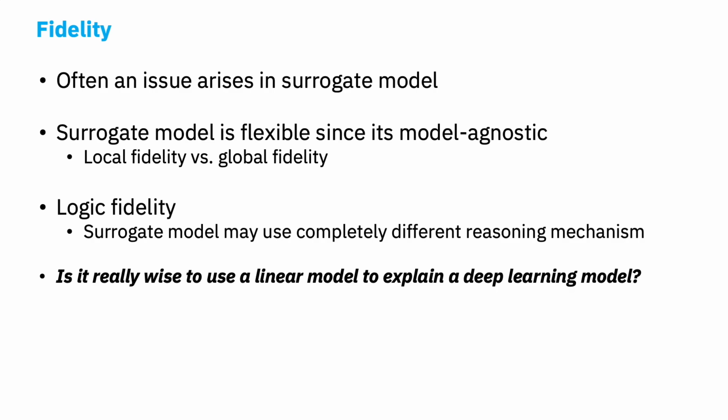a surrogate model-based approach is very flexible, but the flexibility comes at a price. That is, the proxy model may have a completely different mechanism for making predictions. For example, you can use a linear model to explain a deep learning model as long as the linear model is locally faithful to the deep learning model in the LIME-based approach. However, we may ask the question: is it really wise to use a linear model to explain a deep learning model? Can you really trust the explanation generated by a much simpler model? These kinds of questions are very important, especially when we try to apply so-called XAI approaches in real-world scenarios. And this type of question has been less studied in the past.